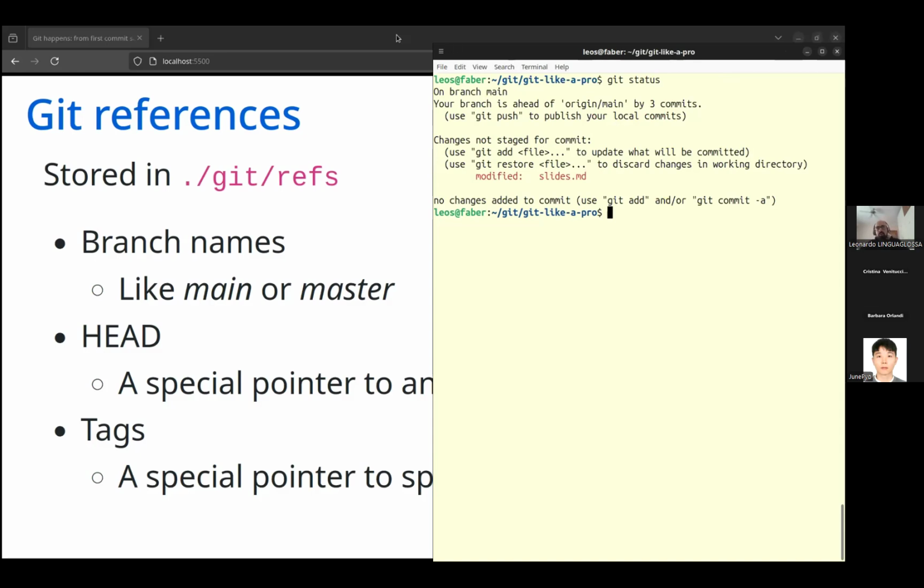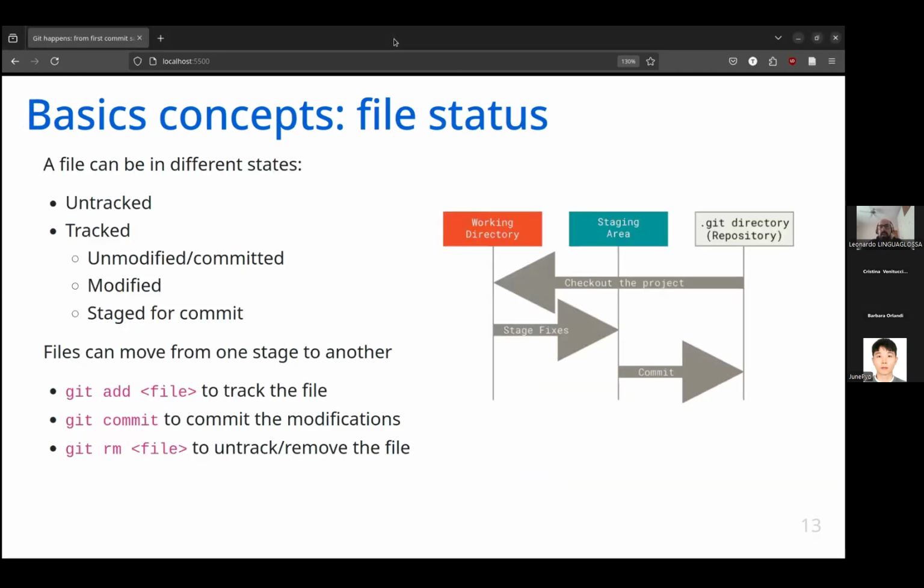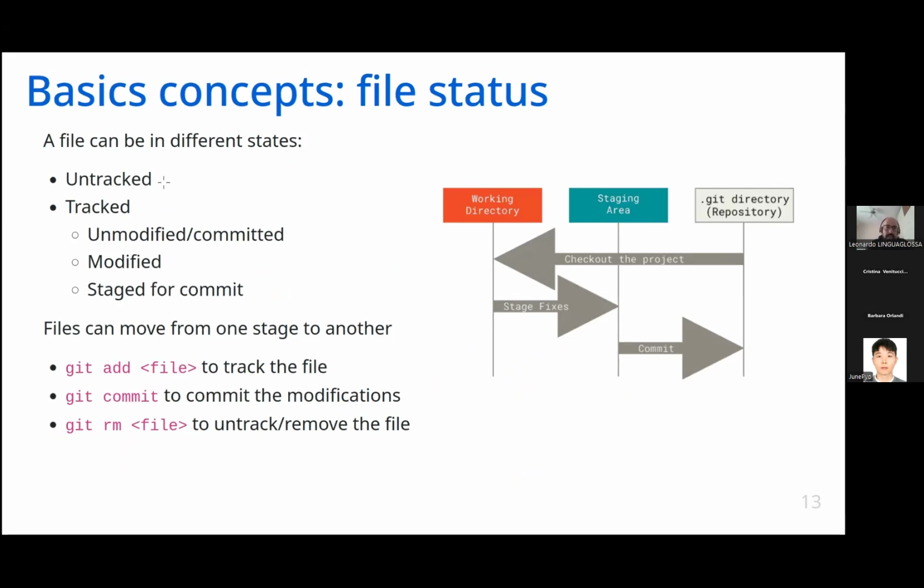And to go to this step, we need to understand what the file status is. So a file in Git can be untracked. If a file is untracked, it means that Git will ignore it. There is no tracking of modifications that will be kept for these kinds of files. Then a file can be tracked. If a file is tracked, Git knows about it.